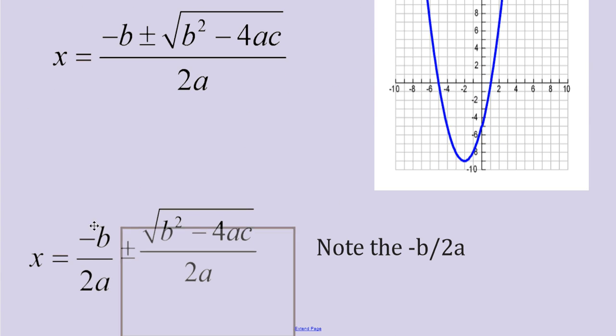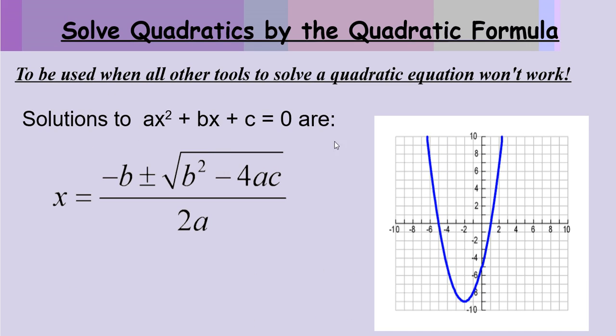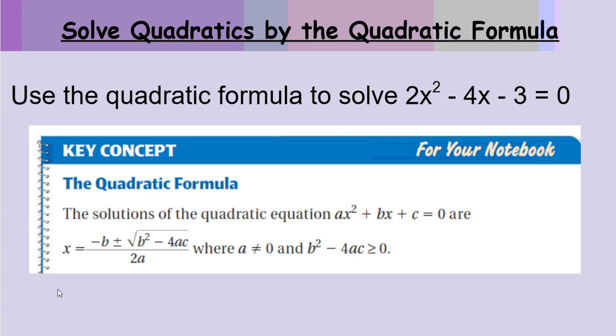Notice, look at this, there's that negative b over 2a that we saw before. That's your vertex's x-coordinate. The plus or minus tells you how far to the right and how far to the left you need to go to get your x-intercepts. So it's related to the negative b over 2a that we use for finding the vertex's x-coordinate. But this is the formula that we're going to use. Let's look at it in an example.